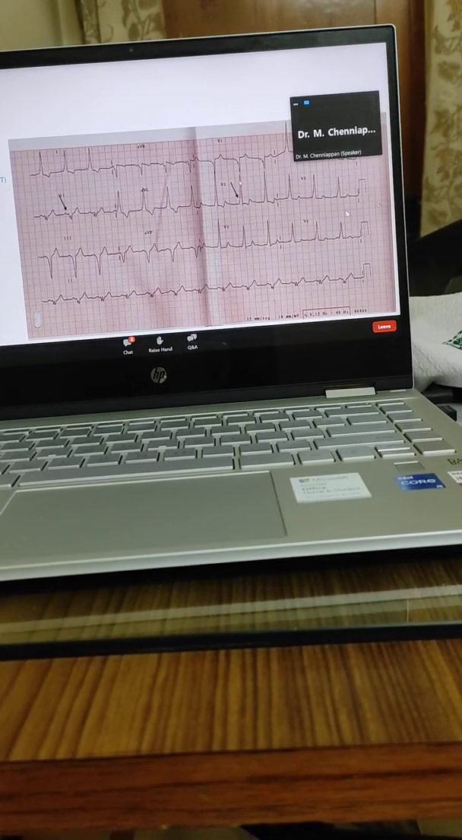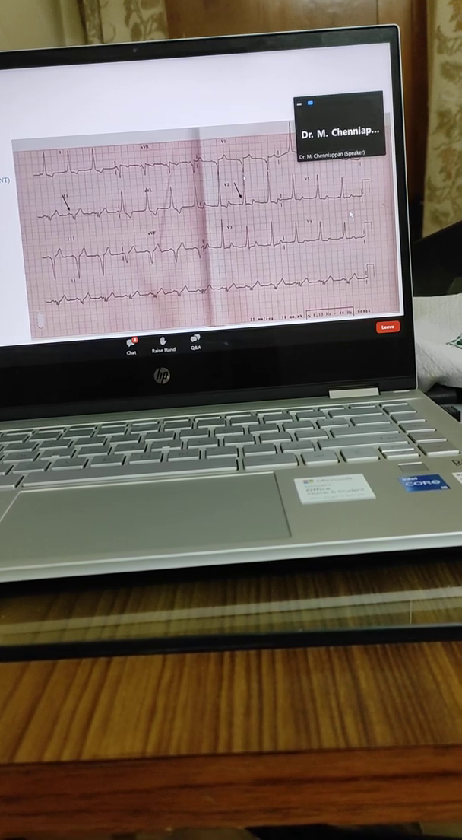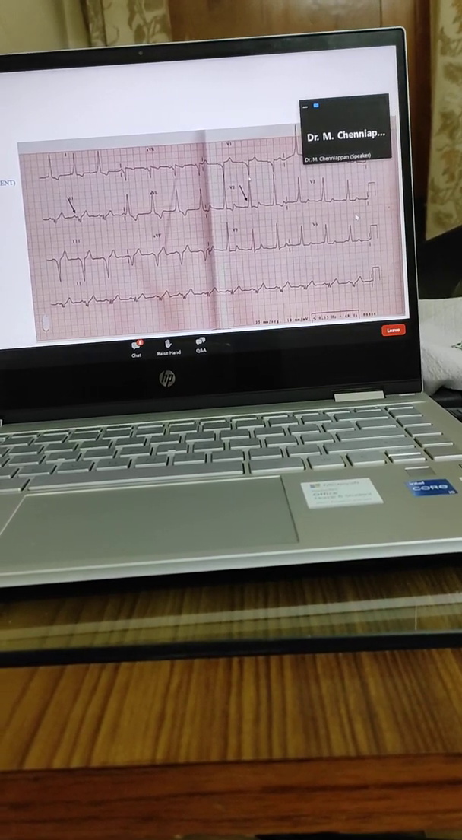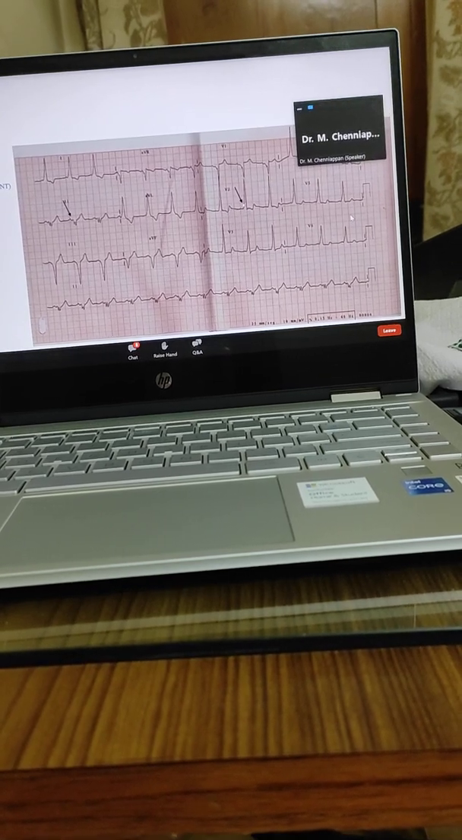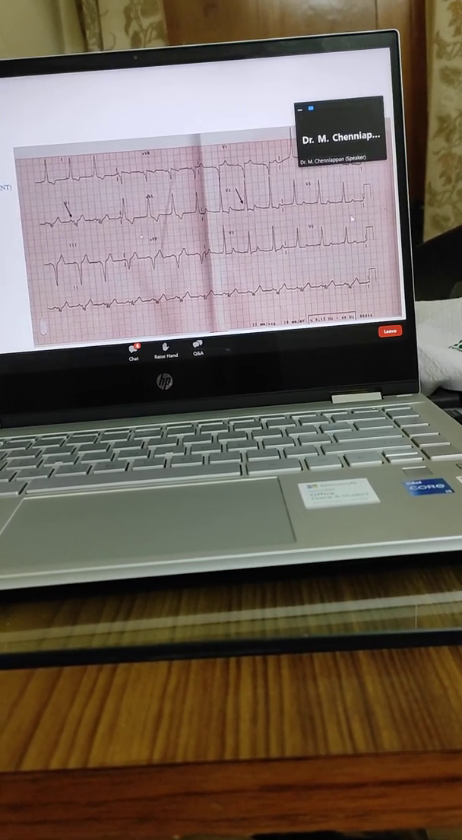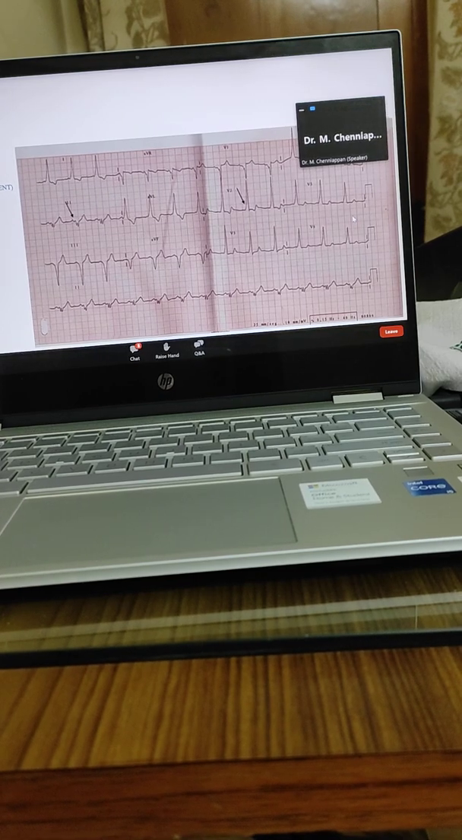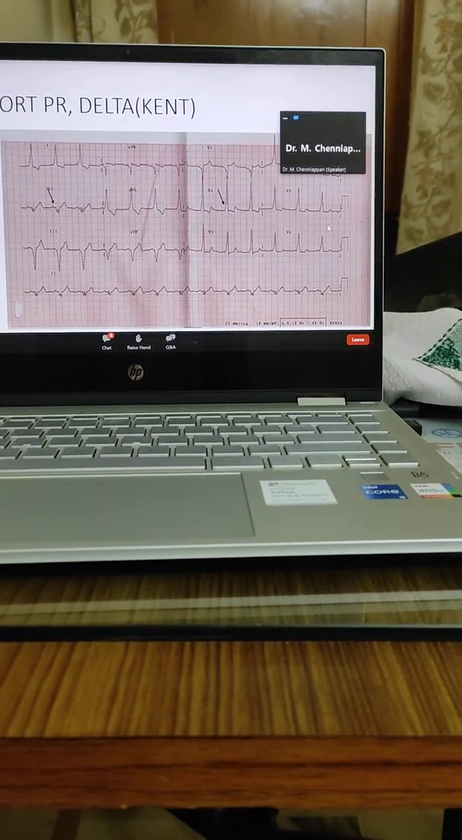So ultimately what happens is the impulse coming through the normal conduction system fuses with this impulse to produce the terminal portion of the QRS complex, which is very short. So short PR with delta wave is due to Kent bundle, which can initiate a WPW syndrome or a WPW pattern.